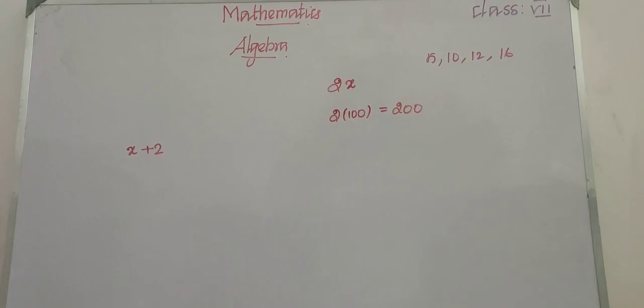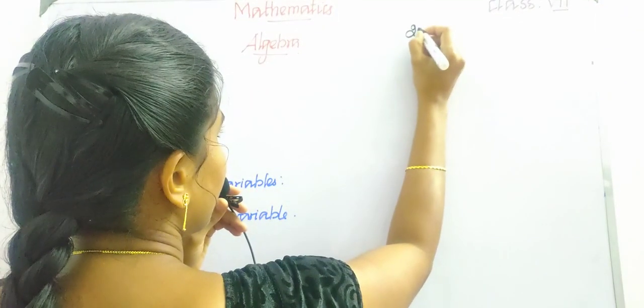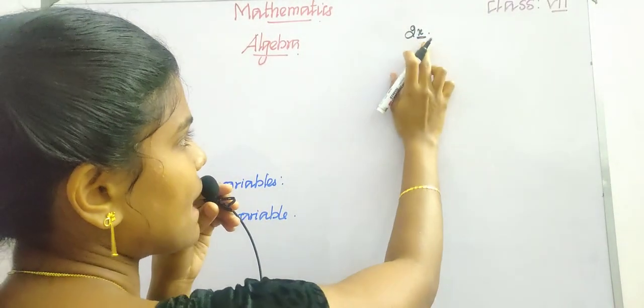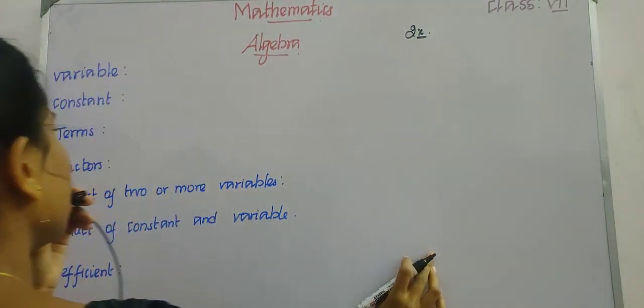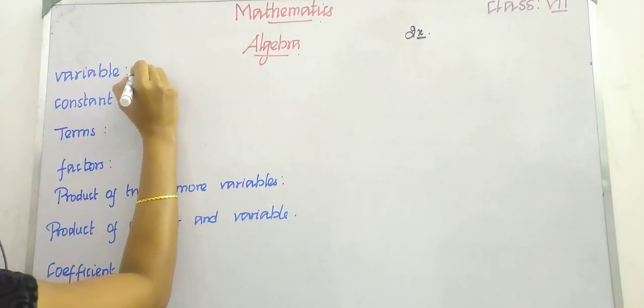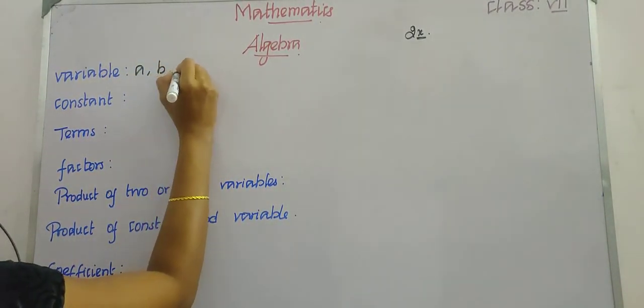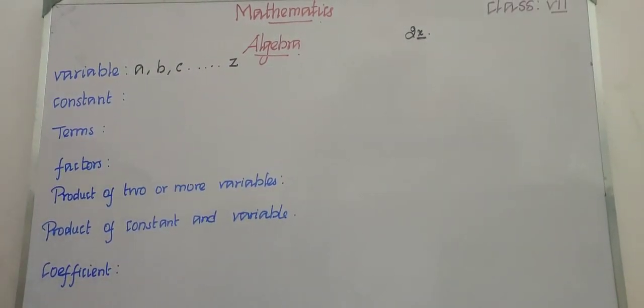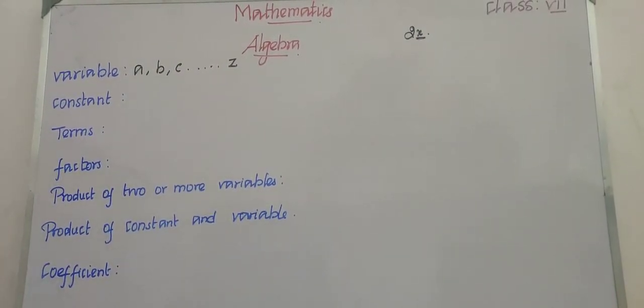Now let us learn the terms which are included in algebra. The first thing we are going to see is called variable. At first we said 2x chocolates we need to buy, right? So in 2x, this x is called a variable. This English alphabet x is called a variable. We can call this variable a, b, c up to z. Any of these English alphabets is called a variable.